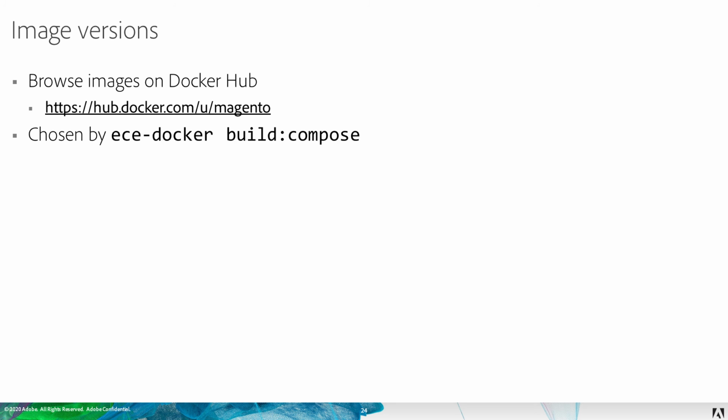You can browse all the different versions we have on Docker Hub with the Magento user on Docker Hub, but there's not really much need to go browse manually. They are there if you're curious, but really EC Docker and Build Compose will take care of all that for you. So it's not super important that you file through them all, but they are there if you're curious.